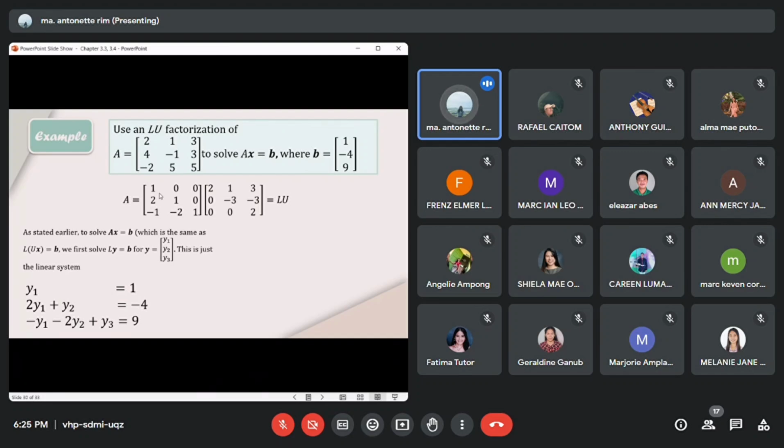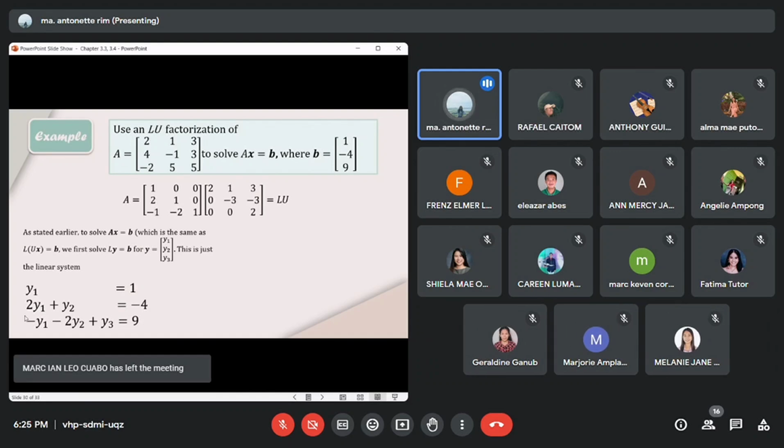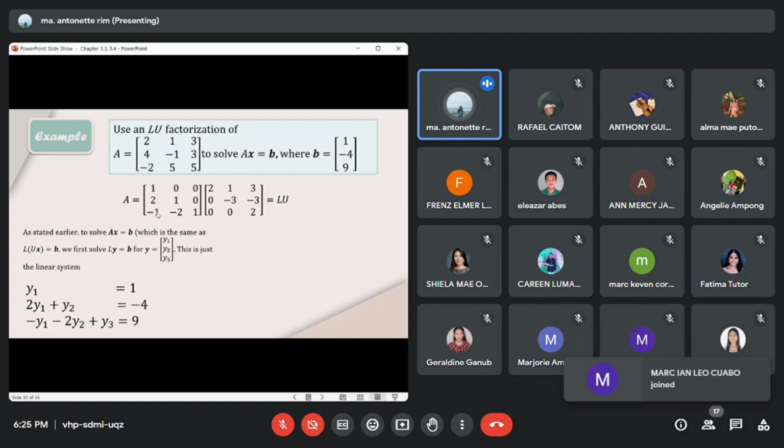So, gikan ni siya, aning ato ang L, di ba? Ly equals to b. So y sub 1 is equals to 1, ato ang b. 2y sub 2, ay 2y sub 1 plus y sub 2 equals to negative 4. Then negative 1 man ato ang sa last row. Negative y sub 1 minus negative 2 y sub 2 plus y sub 3 is equals to 9.